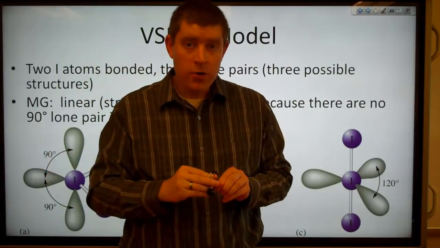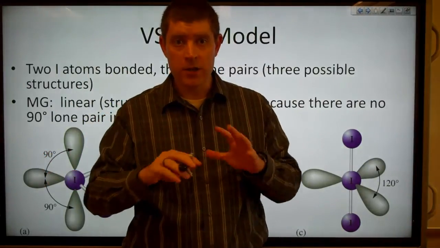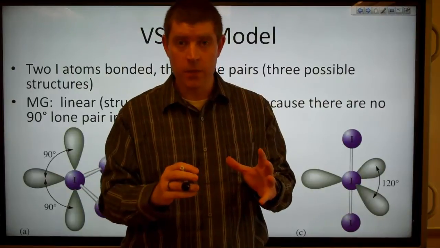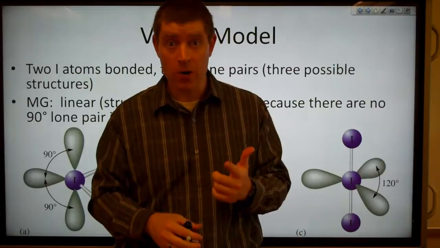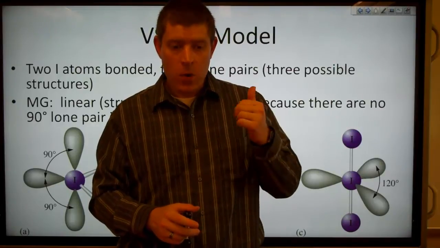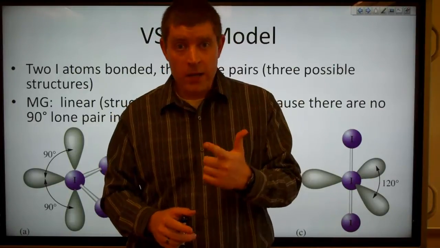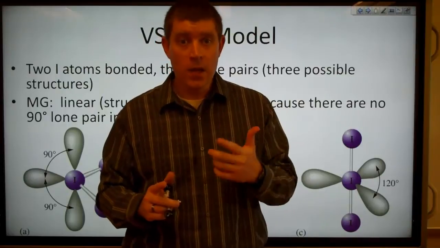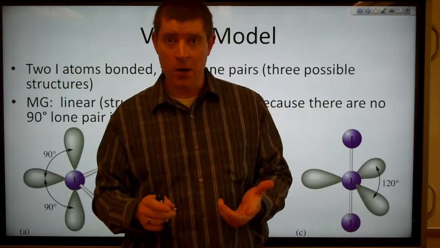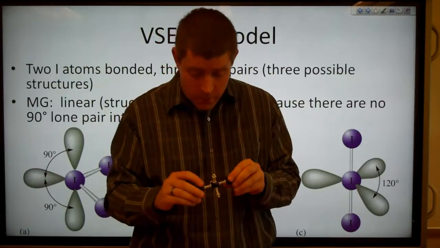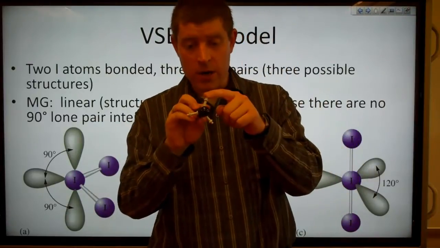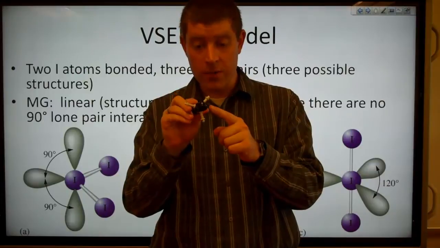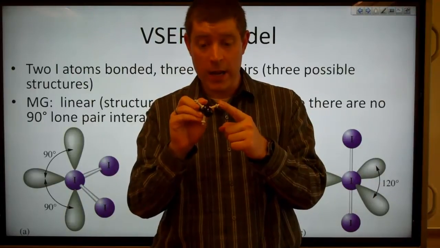So what we want to try to do is get our lone pairs of electrons as far apart from each other as possible. Lone pair interactions are the worst, so those we want to get as far apart as possible. We want to then get lone pair and bonding pair far apart, and then we care least about bonding pair interactions. So in this structure, we have our lone pairs of electrons 120 degrees apart, which is as far apart as we can get them.